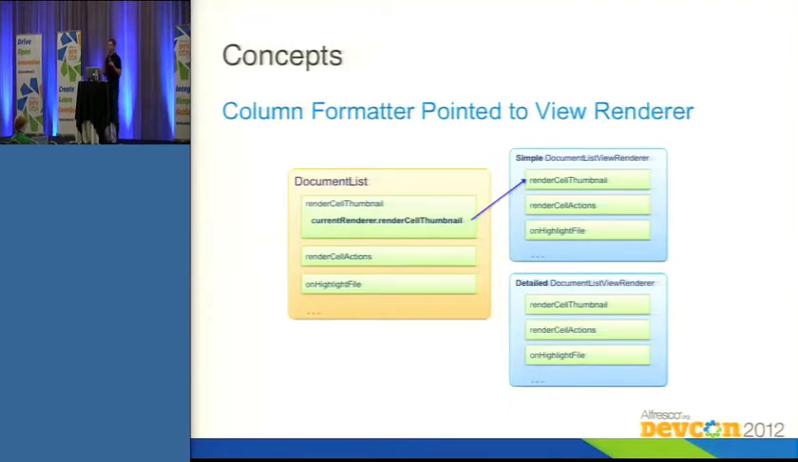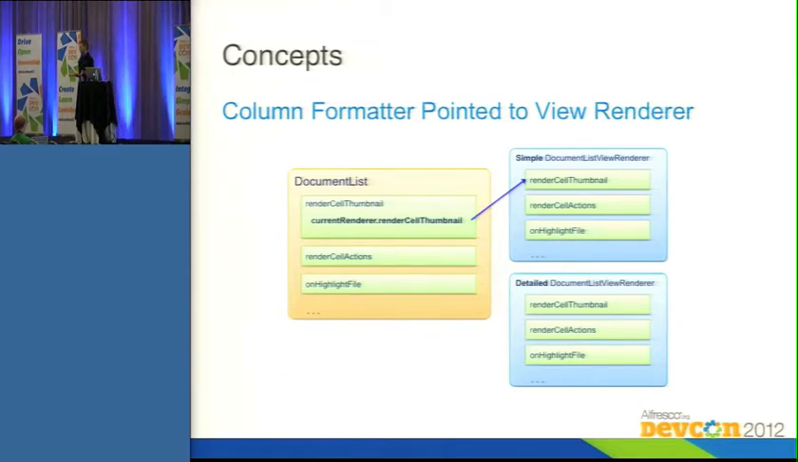So document list view renderers are essentially a way of encapsulating all of that rendering logic, all of the UI logic, into its own JavaScript object. And the document list itself still contains those formatter methods, still contains a render cell thumbnail method, but what that actually does is call upon the current view renderer selected by the user and the corresponding render cell thumbnail method in that view renderer.